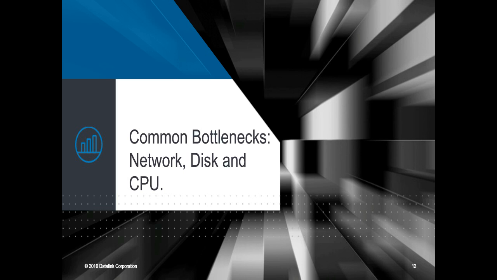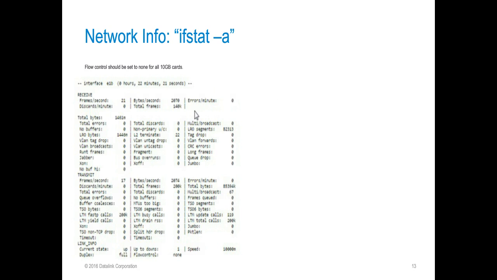All right, let's dive into these. So on this first slide, for networking, we're looking at the ifstat -a. And the main thing we're checking here is flow control. Flow control should be set to none on all 10 gig cards. We're also looking for errors and pause frames. Pause frames will occur if you have flow control turned on. One thing worth mentioning is that all the CNAs out there don't allow you to set the flow control to none. So if you're using a CNA for networking, you actually have to make that change on the switch.